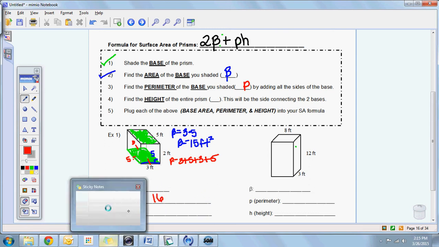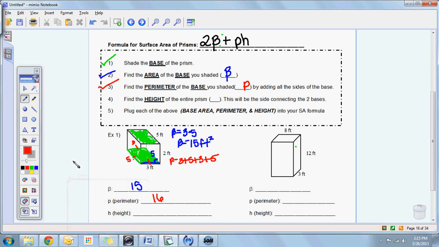Okay. Last step, you're going to find the height of your entire prism. So not the height of your base, you're finding the height of that actual prism. If I were to stand it up or hold it in my hand, what would be the height? And the height is going to connect the two bases. So what connects my two bases would be this side right here. So my height is 2.